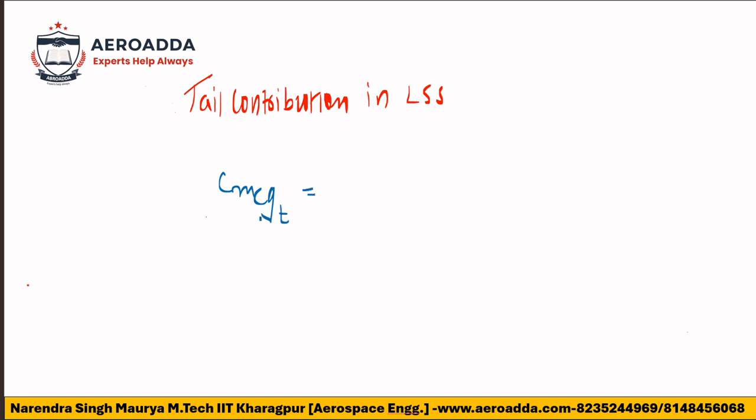Right. So if you see the tail contribution, check everybody. In LSS, longitudinal static stability, what was the tail contribution? If you see the equation, that equation was CM CZ for the tail, means pitching moment coefficient about CZ for the tail, and we had calculated eta T, right? We had VH, and then it was CLT. This was the formula, correct?